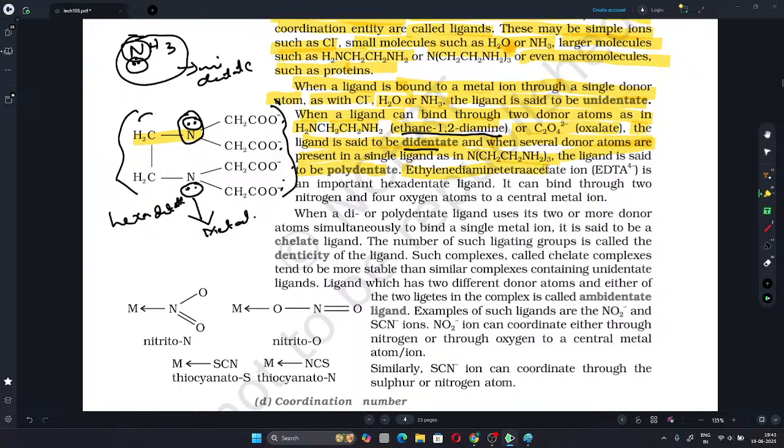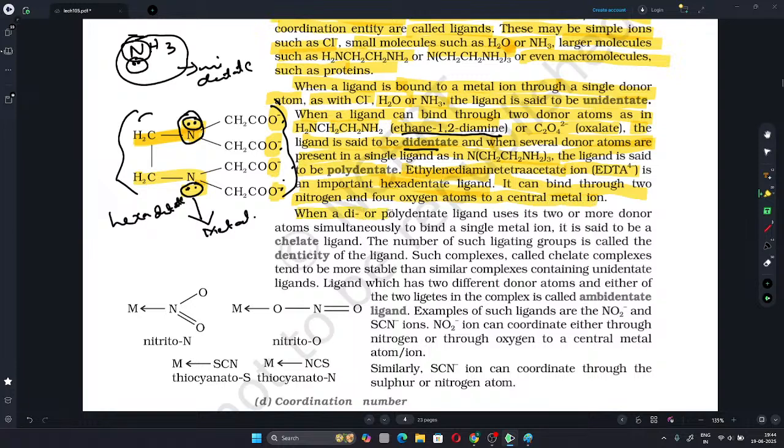Ethylene diamine tetraacetate, the EDTA, is an important hexadentate ligand, because here as well they have the lone pairs: four lone pairs from oxygen and 2 lone pairs from the 2 nitrogen atoms. That's why it has a denticity of 6. So we call it a hexadentate ligand. It can bind through 2 nitrogen and 4 oxygen atoms to a central metal ion.